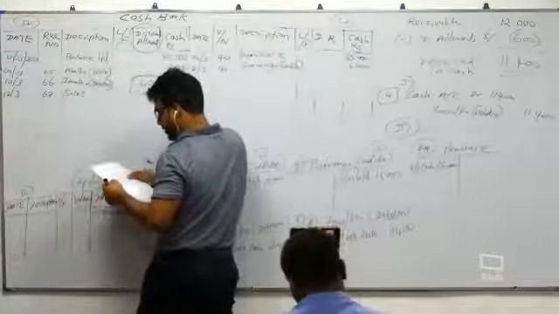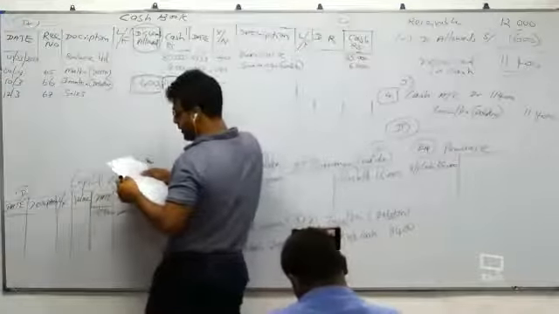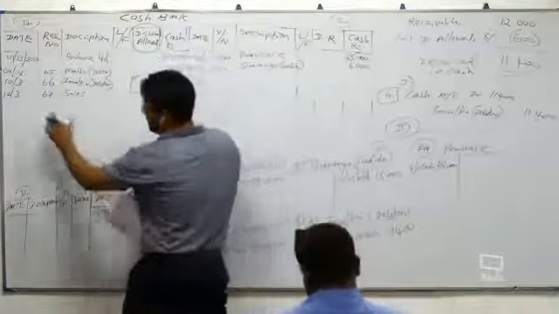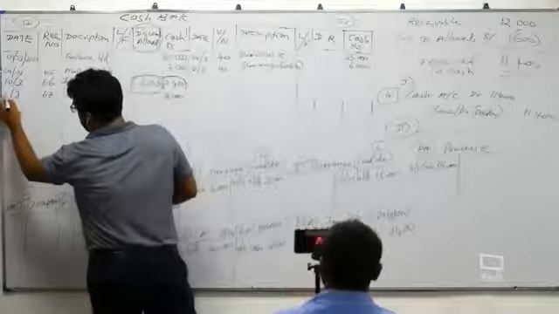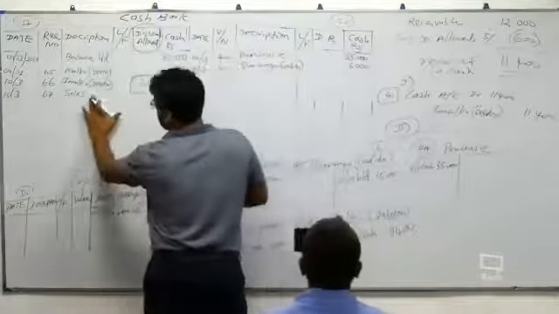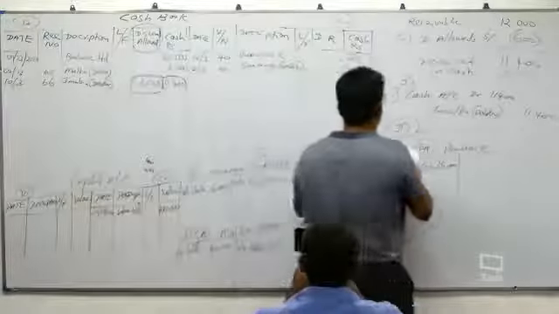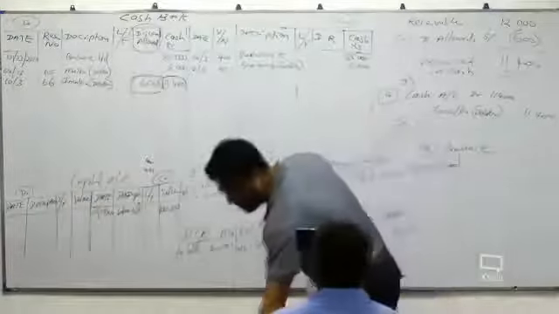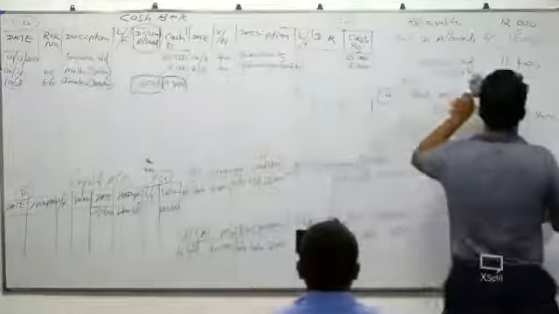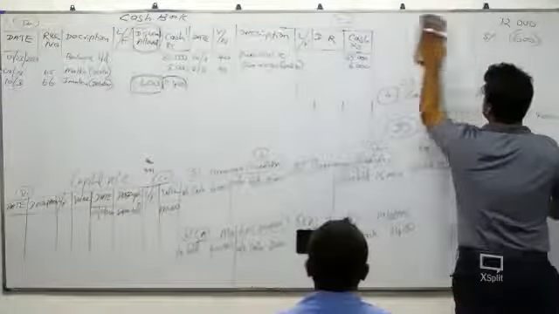Receipt number 67. Date is 12th of March. No, sorry, there's another transaction before that. This is 15th of March, right? Before this, there's another transaction. The transaction is 12th of March, transaction number 5.